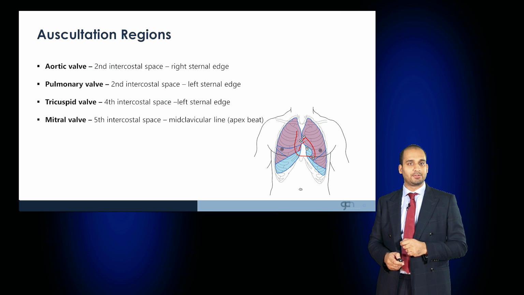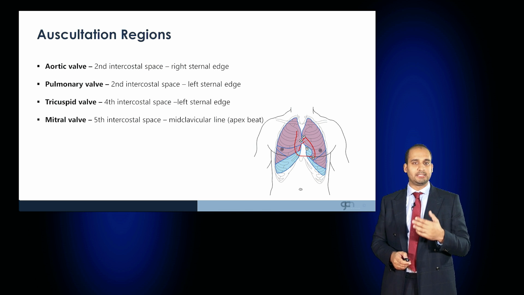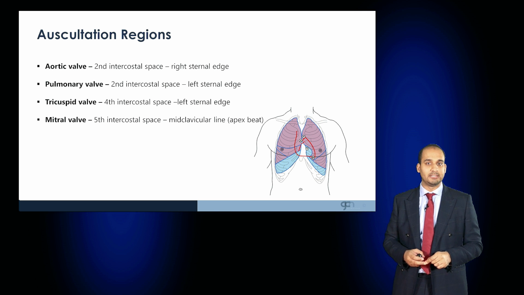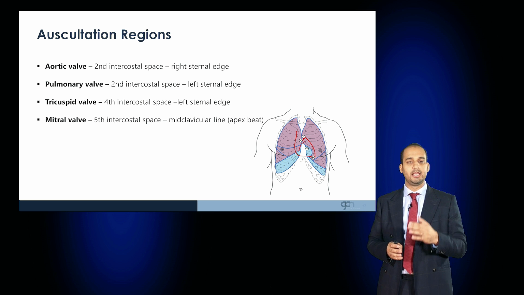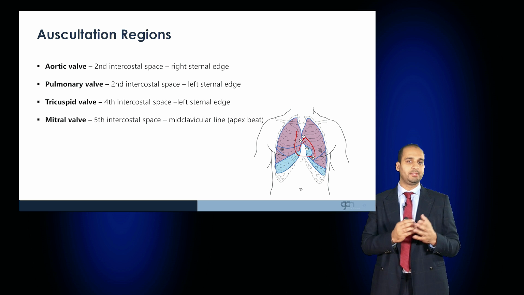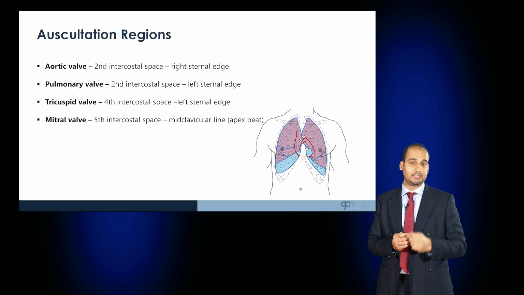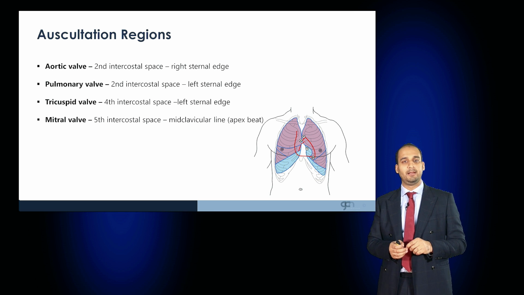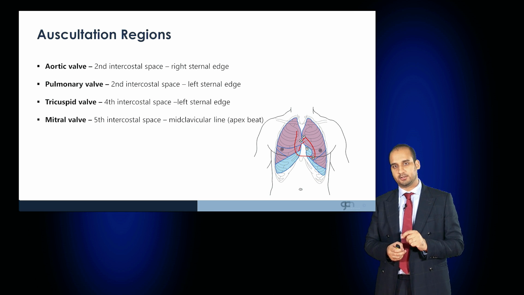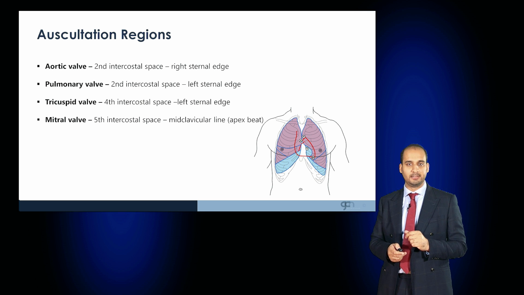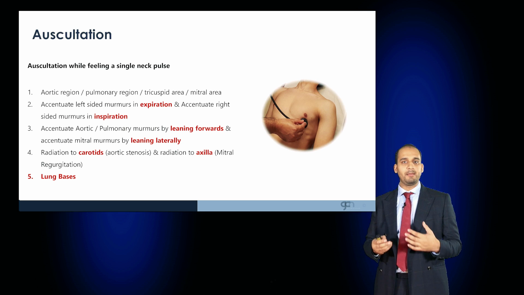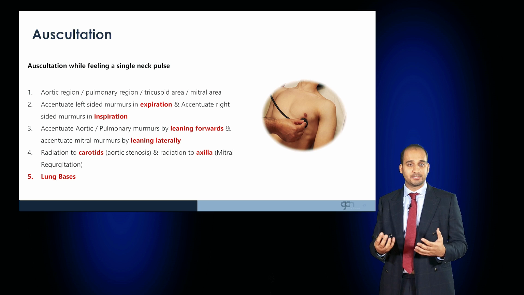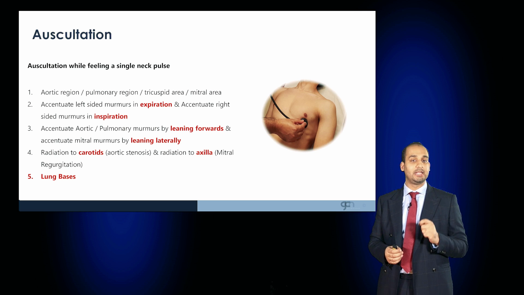Move on to auscultation. The aortic valve is heard in the second intercostal space at the right sternal edge. The pulmonary valve is at the left sternal edge in this position. The tricuspid valve is auscultated at the fourth intercostal space, left sternal edge. And the mitral valve is auscultated at the fifth intercostal space, midclavicular line. Remember that you can increase left-sided murmurs in expiration and right-sided murmurs in inspiration.